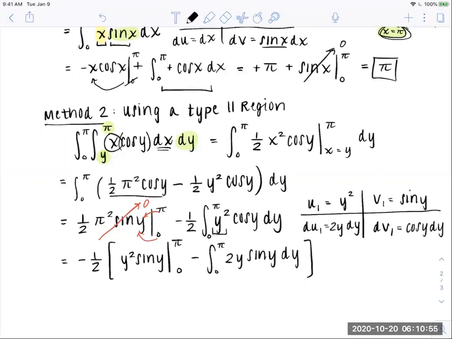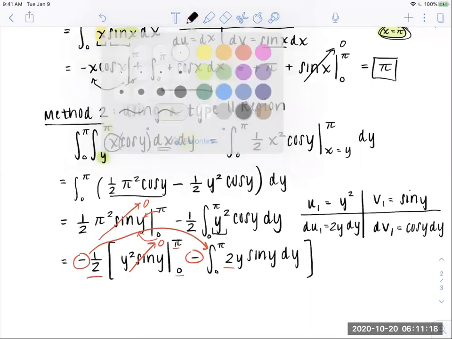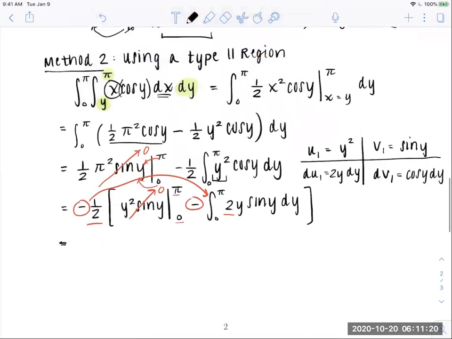All right. So once again, we see that this first term is heading to 0 because we're evaluating sine at pi and at 0. Now, let me distribute this negative 1/2 to this second integral. You'll notice that I have a double negative, which makes it plus, and 1/2 times 2 is 1. So what I'm left with here is the integral from 0 to pi of y sine of y dy.